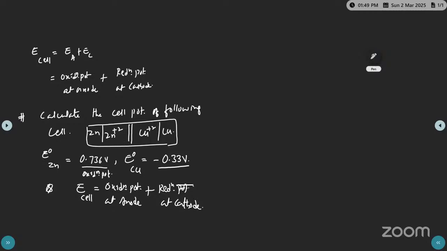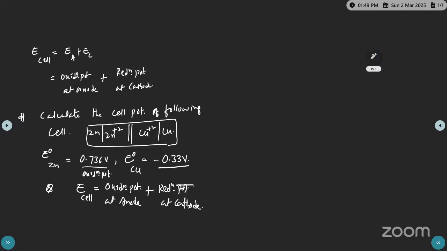Very good. So how can you say the given potential is oxidation potential? The sign is negative. If positive, the given potential is reduction potential. Here the given is negative, so the given potential is oxidation potential. But we require reduction potential at a cathode, so we have to convert the given potential into reduction potential.